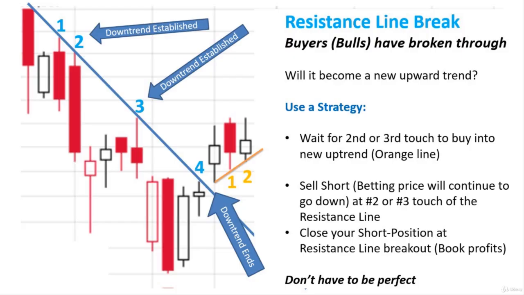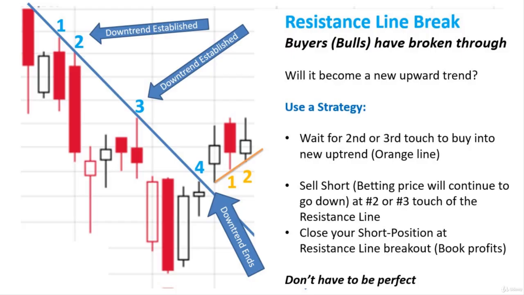Especially since we're coming out of a real steep downtrend in this particular example, this might be a case where it might be safer to wait for a third touch, really establishing it, just to be sure, just because it just came out of a big downtrend in this example. And that's the orange line there.